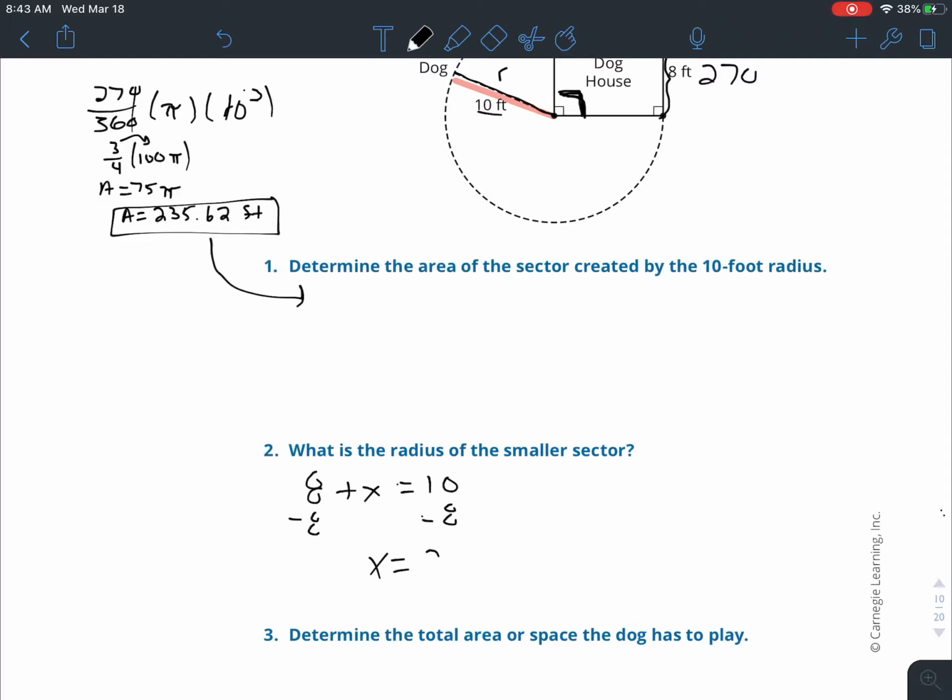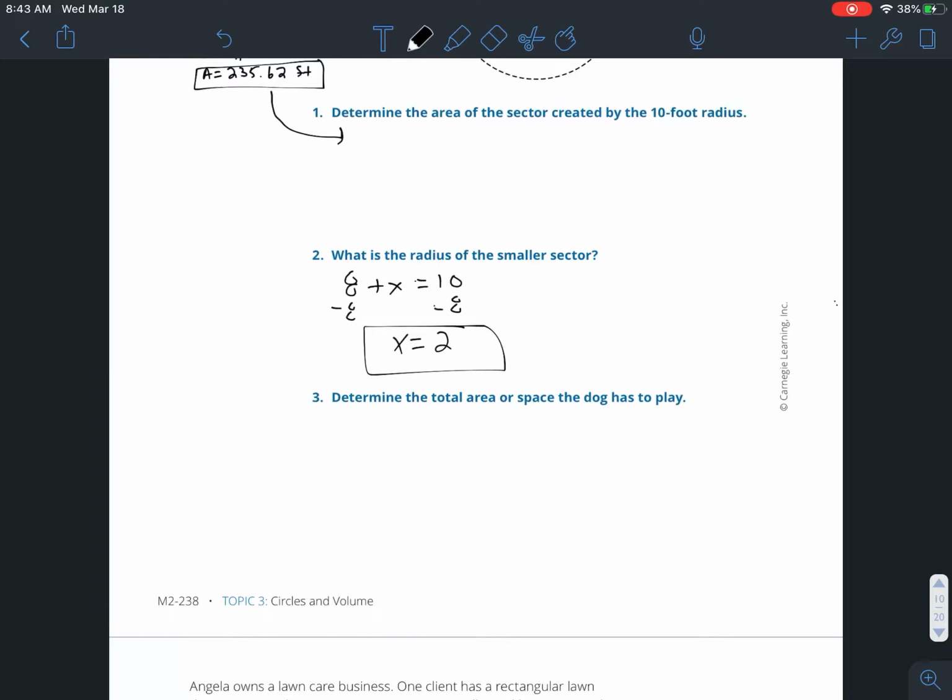That leaves us with x equals 2. So that radius is 2 feet. Okay? So that's all you have to do, because we know it's 2 feet longer than the doghouse. So determine the total area or space the dog has to play.